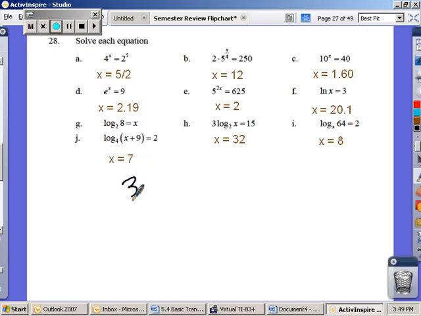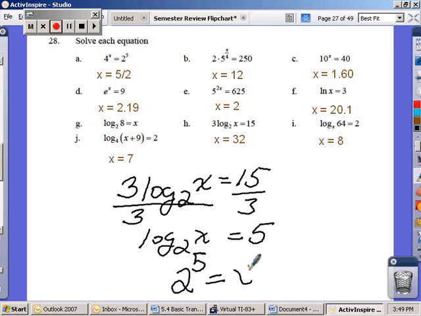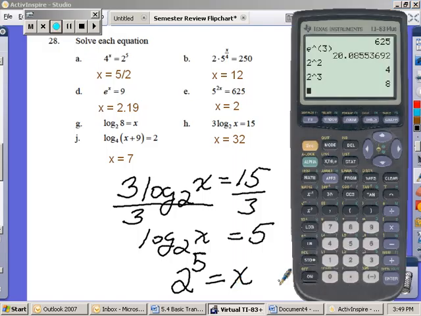Letter H. 3 log base 2 of x equals 15. I have a 3 multiplying the log, so I must divide by 3. Log base 2 of x equals 5. What is my base? 2. What is my exponent? 5. What is my argument? x. 2 to the 5th power. Go to my calculator. 2 caret 5 equals 32.